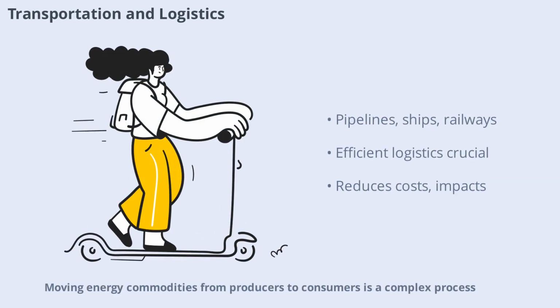Moving energy commodities from producers to consumers is a complex process. Oil is shipped by tankers and pipelines, natural gas travels through pipelines or as LNG, and coal is transported by rail and ship. Efficient logistics are essential to ensure a steady supply and prevent bottlenecks.